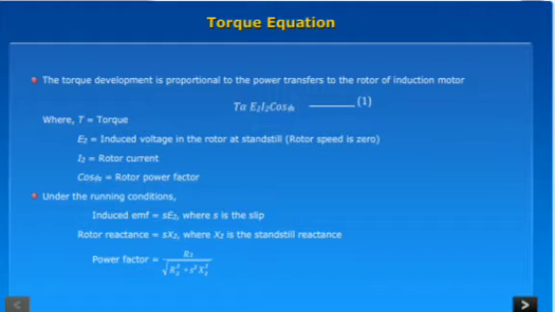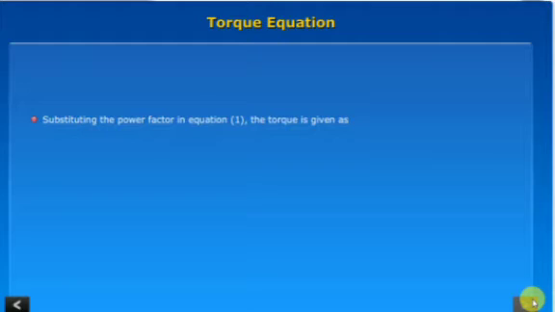Condition for maximum starting torque. Taking R2 as variable and differentiating TST with respect to R2, the equation is given as. On simplifying, the condition for TST to be maximum is obtained as R2 equal to X2. The starting torque is maximum when the rotor resistance is equal to the standstill reactance.